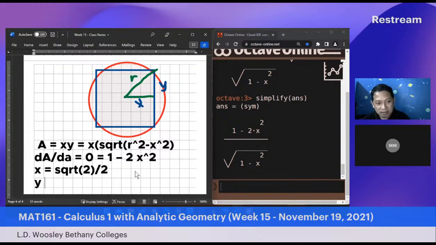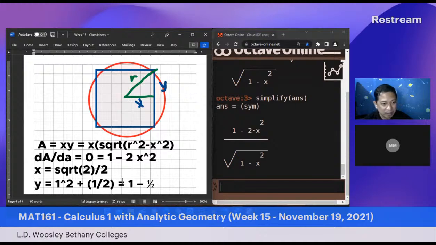Ang y naman, ito ang definition ng y. R squared minus x squared. Pero dinefine natin ang r equal to 1 to ease the problem, no? So that would become 1 squared minus, of course, square root of 2 over 2 squared. So babalik lang siya sa 1 half. Tama? Tama ba? Square root of 2 over 2 is 2 over 4 or 1 half when you square it. So that would become 1 minus 1 half. What's the answer?